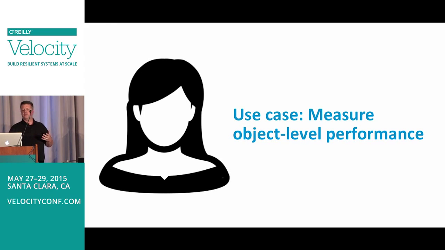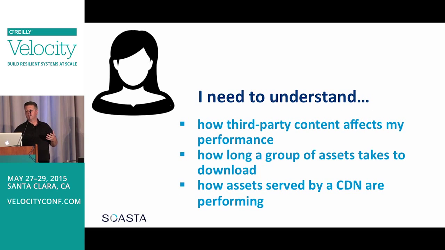Measuring object level performance. Now we're going to transition into something more advanced and interesting, and that's measuring the resources on our page, the actual assets on our page. What is it that someone from marketing might need to understand? What is it that other developers and people in the organization might need to understand about individual assets? Well, as we have illustrated a couple of times, third-party complexity is a problem. So how does third-party complexity affect my performance?